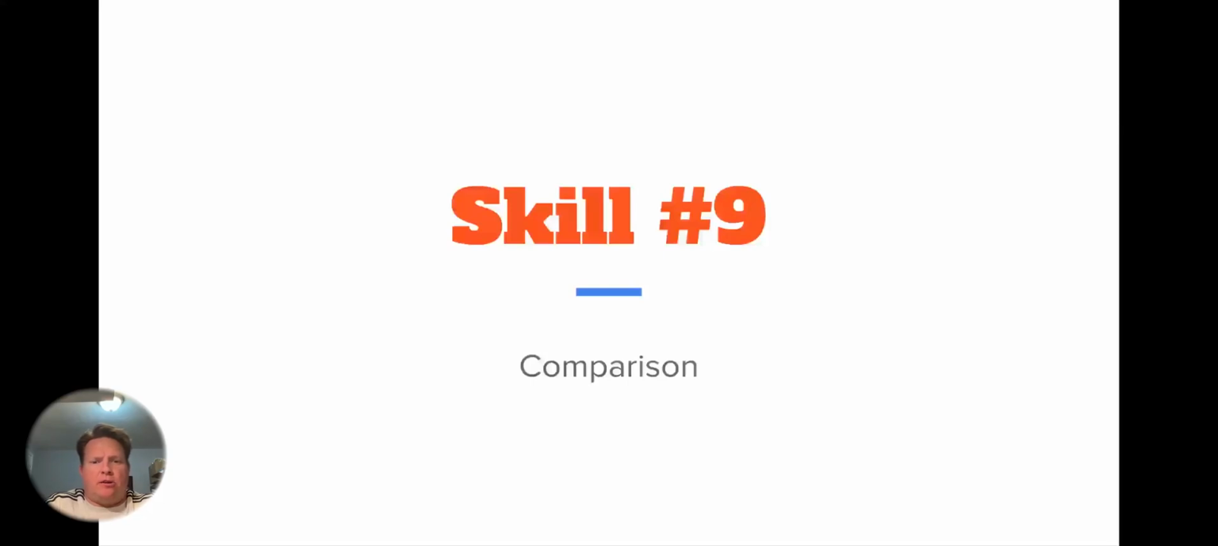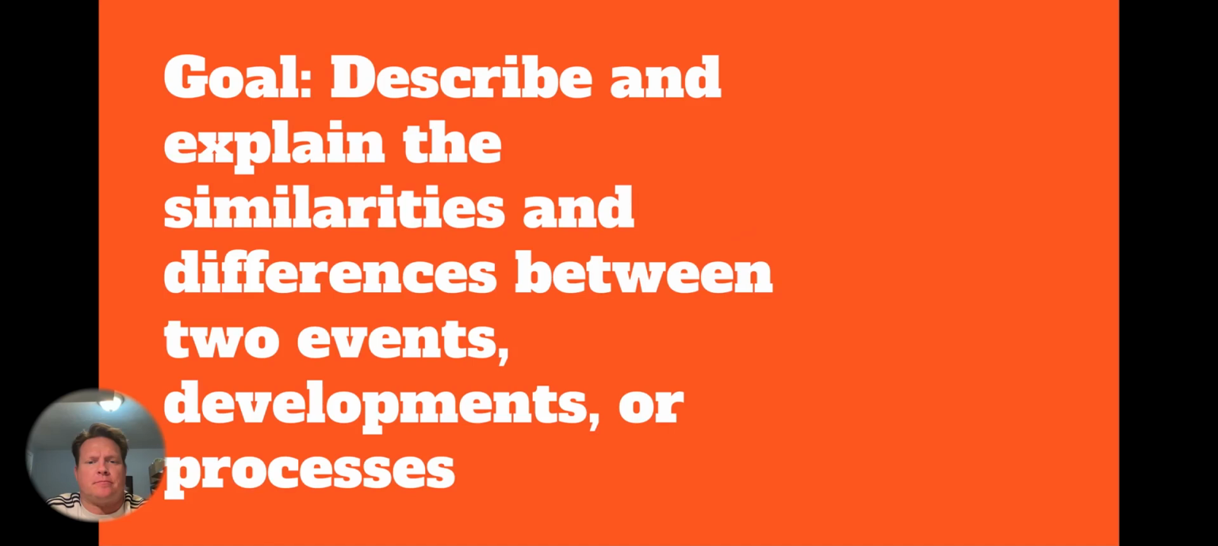All right, folks, let's take a look at today's skill, which is comparison, which is one of the three main types of historical reasoning skills that this course develops. So let's talk about where it's used and how to go about building this really important skill.